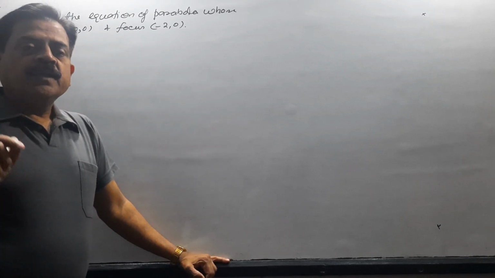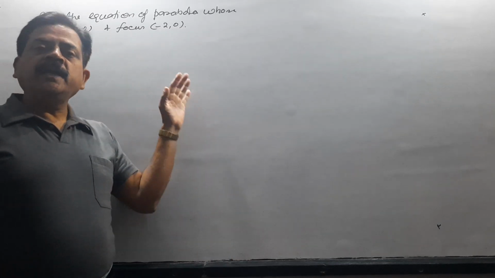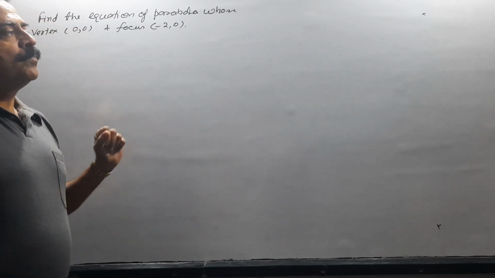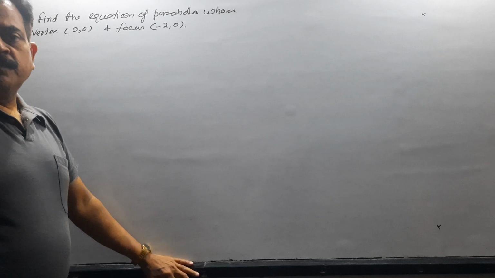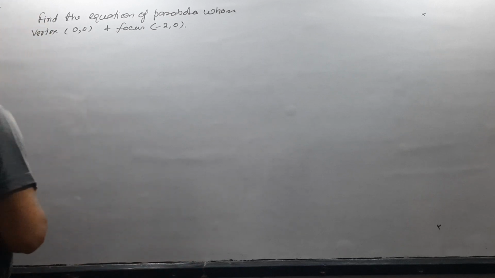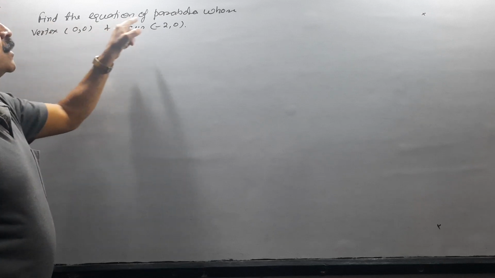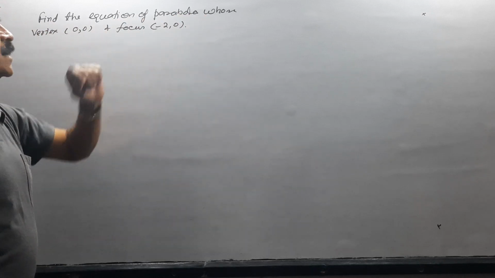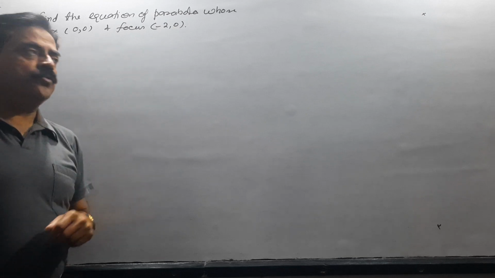Students, in this video and next few videos, we will solve some problems of parabola. First problem is find the equation of parabola whose vertex is (0, 0) and focus is (-2, 0).